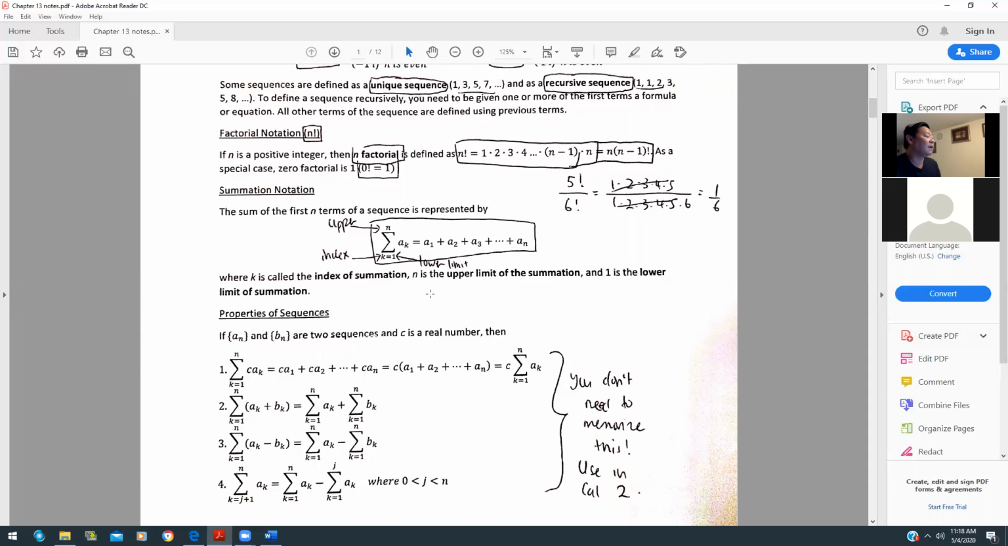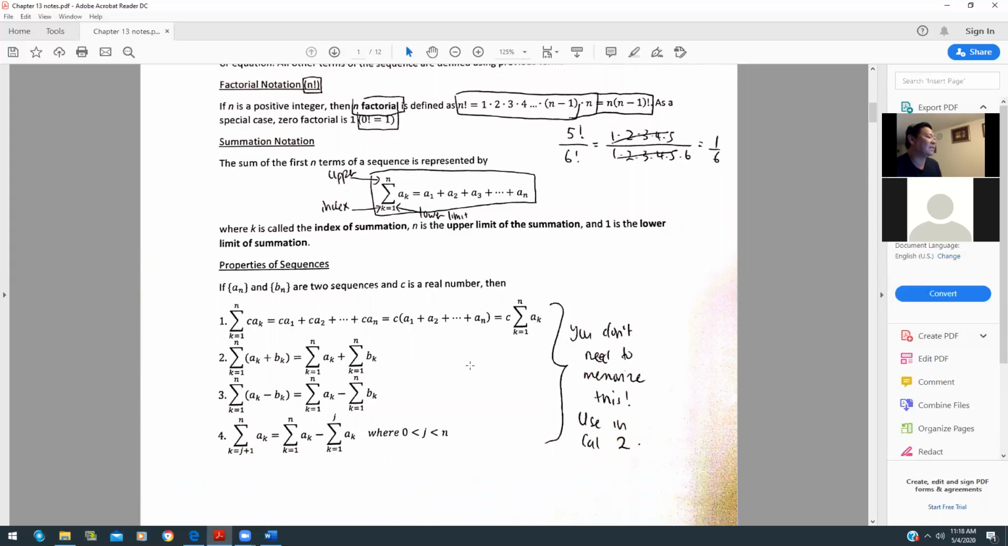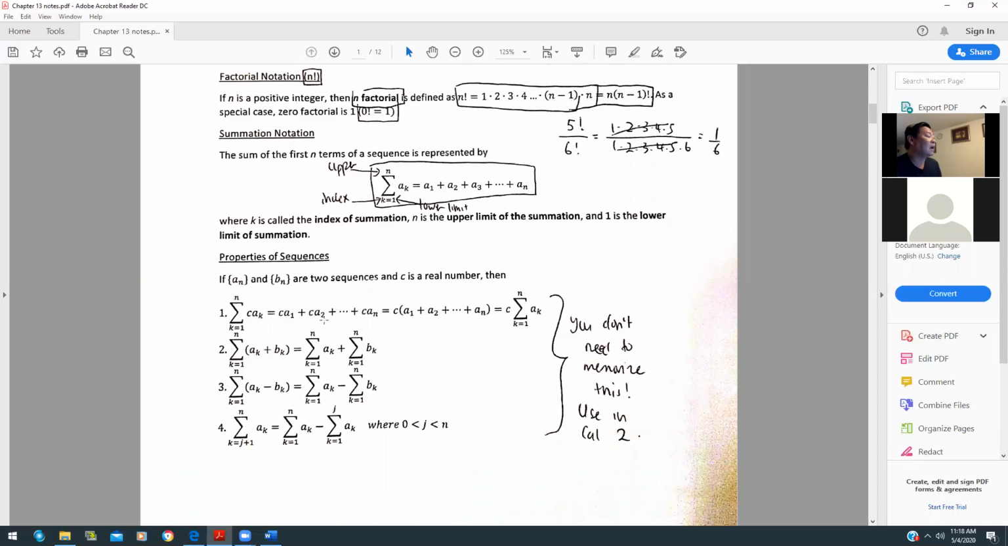Okay. There are some properties here, and you do not need to memorize these. You just need to know how to apply them. These properties are actually given in your task, so you do not need to memorize the formulas. You just need to know how to apply them. If C is a constant, any number you want, multiplied by a term a_k, this C can be put out, so C times the sum.